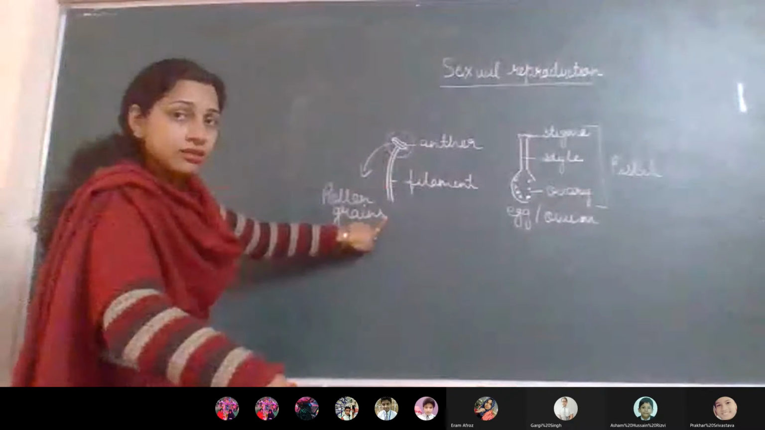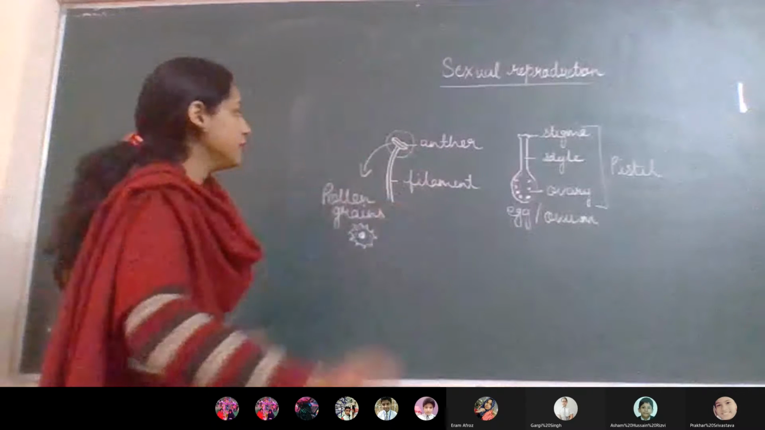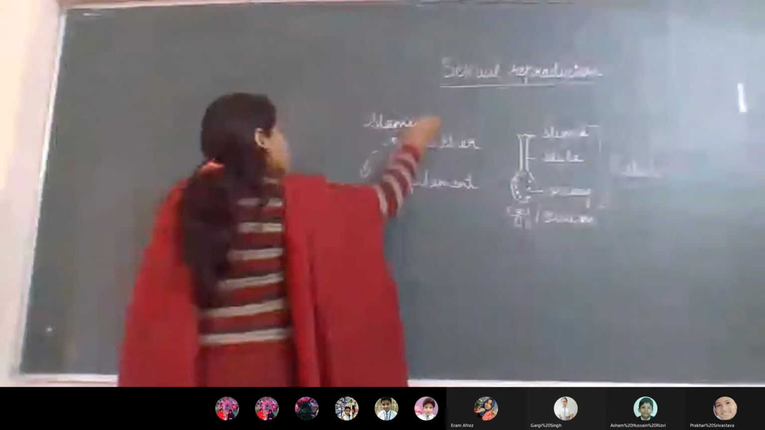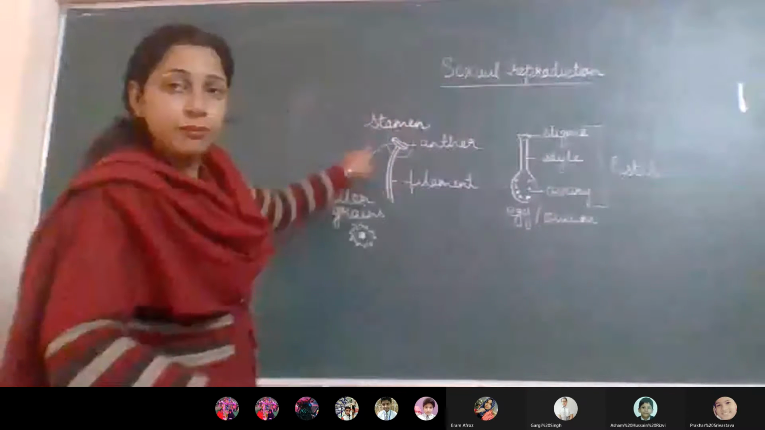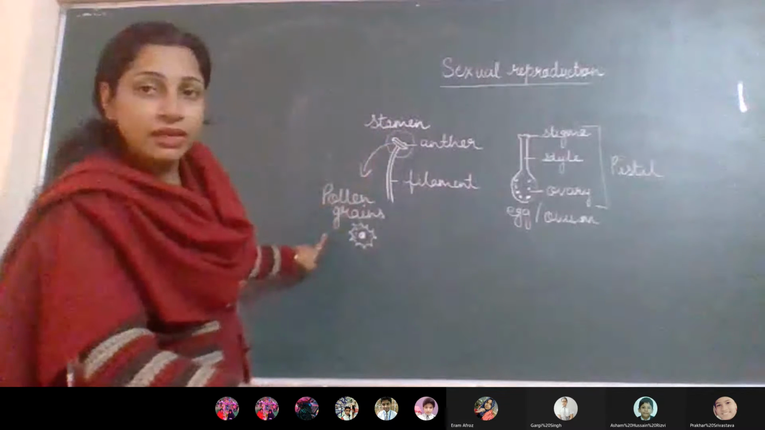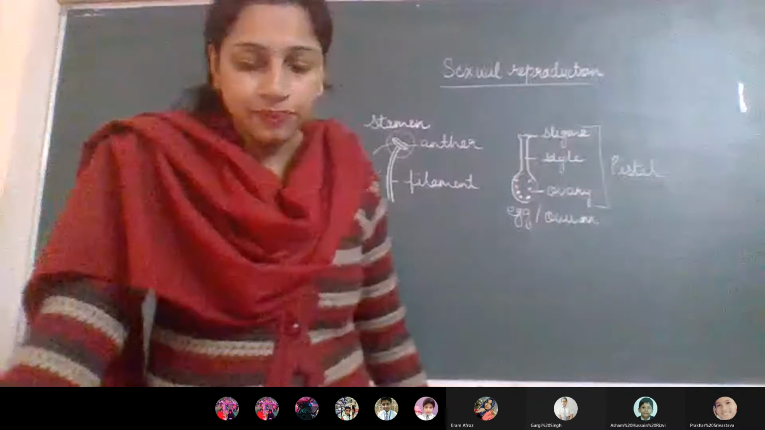Similarly, this is the male part, and it consists of two parts: the anther and the filament, and altogether it is called the stamen. This anther produces the male gamete, which is called the pollen grain. Any problem till here?